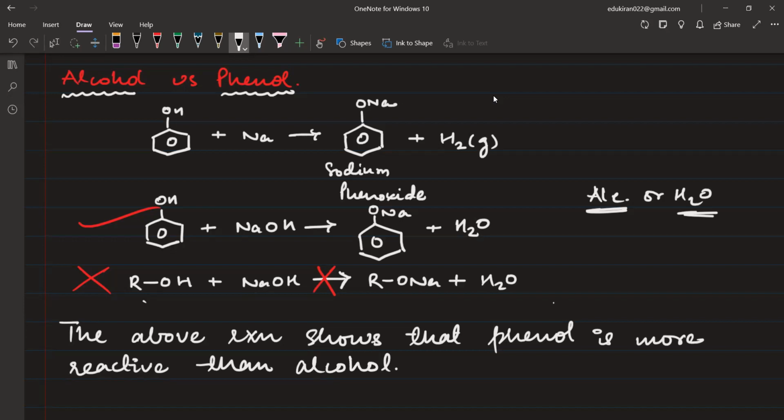And now we are going to investigate why it is more reactive. Okay? Why it is more reactive. Let me know if you have written till here.